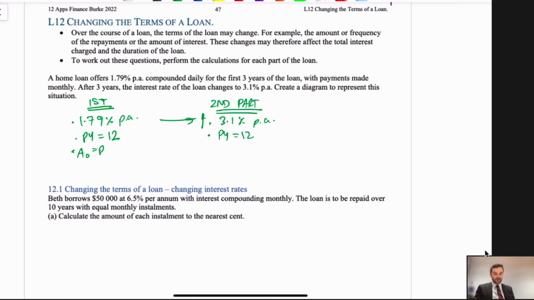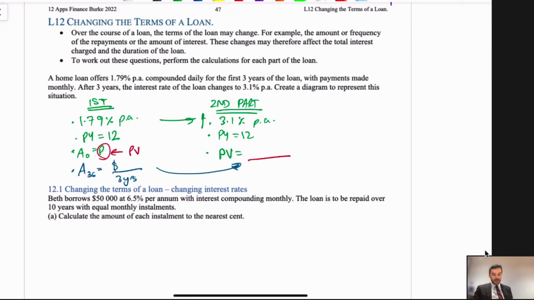Now, here's the key concept. What's going to be the PV for this part of the loan? And by the way, this is essentially the PV of the first loan. The PV of this loan, okay, is going to be the value of this account after 3 years, right? So that's going to be A36, okay? So this is after 3 years. That amount becomes the new PV, the new investment amount for the second part of the loan. Now, this is your key concept, okay? If you understand this, then we can tackle lots of these questions quite effectively.